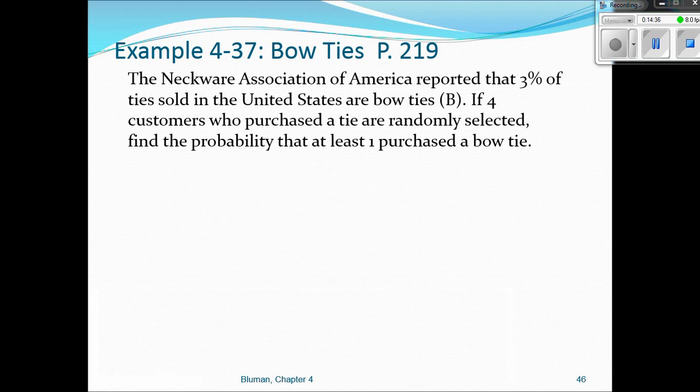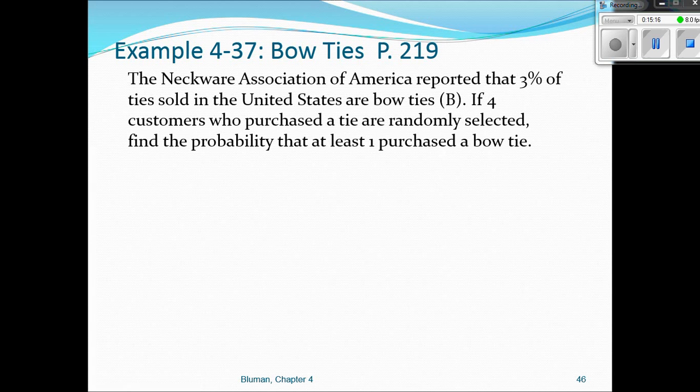Last one. So this is an example of what I was talking about if there's more than 2 events that happen. So the Neckwear Association of America reported that 3% of ties sold in the U.S. are bow ties. If 4 customers who purchased a tie are randomly selected, what's the probability that at least one of those people purchased a bow tie? Now you can do this a couple of different ways. The long way is finding the probability of one person purchasing a bow tie, the probability of 2 people, the probability of 3 people, and the probability of 4 people, and then adding all those up.